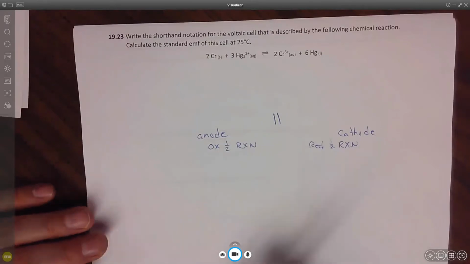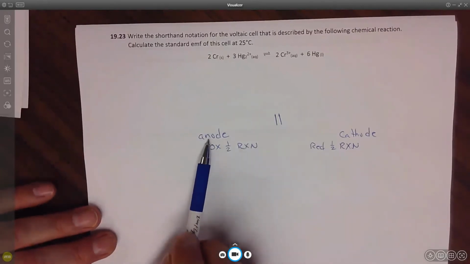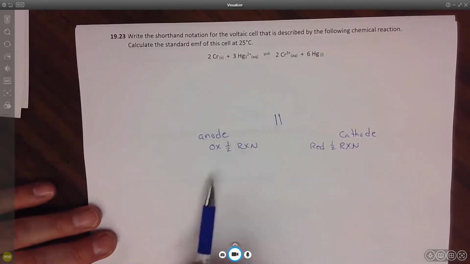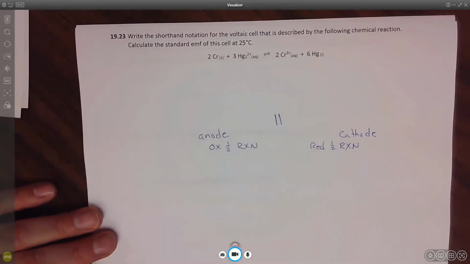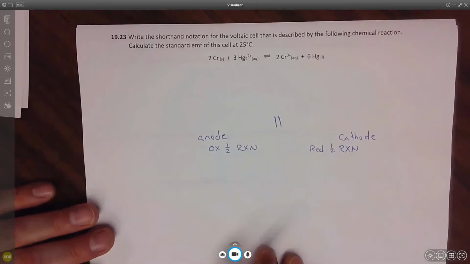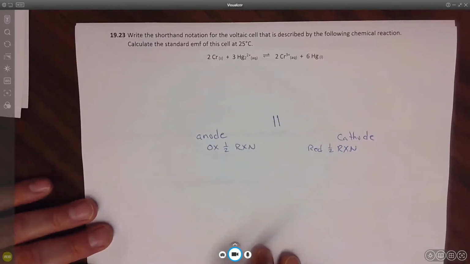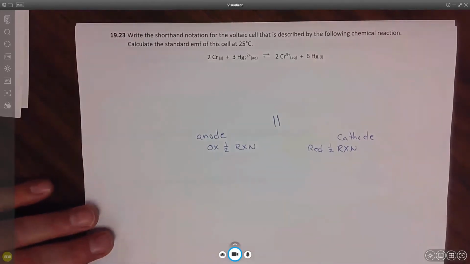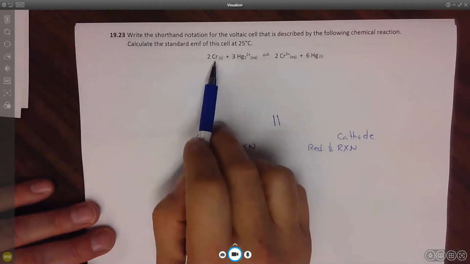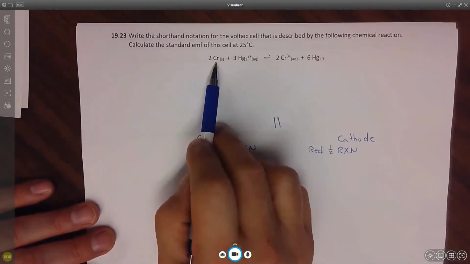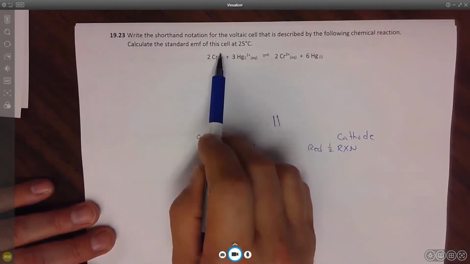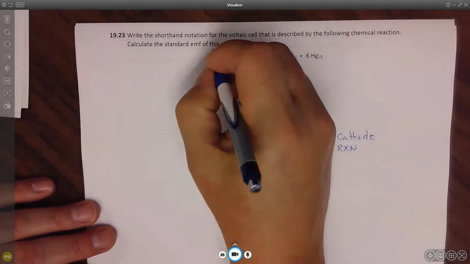What is my anode? What is being oxidized, chromium or mercury? So what would you have to do to determine that? Get the oxidation numbers. We're going to have to assign oxidation numbers to everything. What's the oxidation number on chromium? Zero. Yeah, the charge is 0, so it's 0.